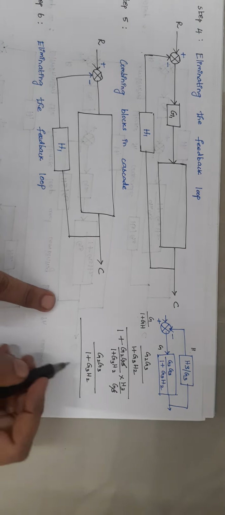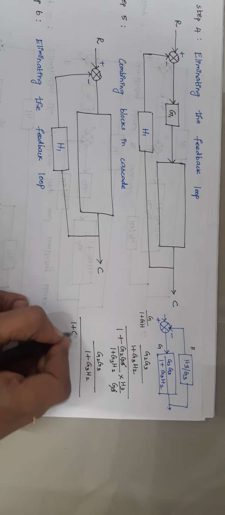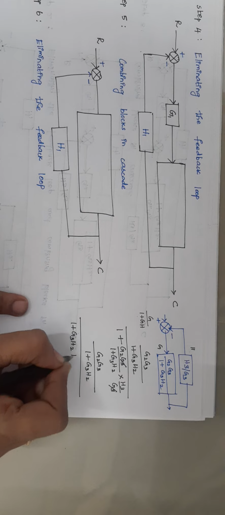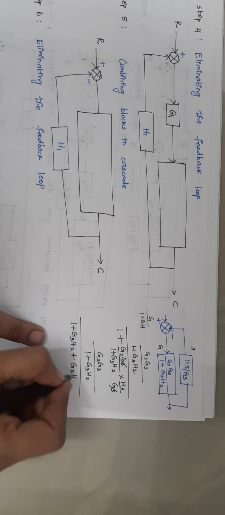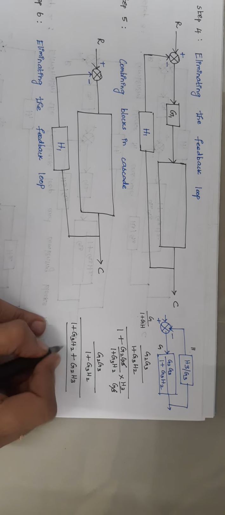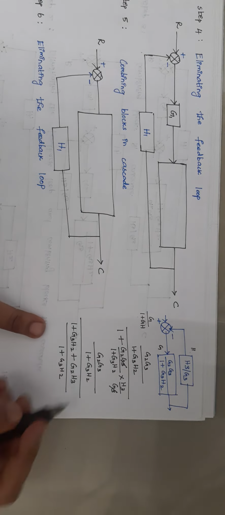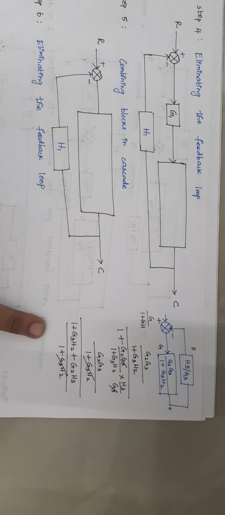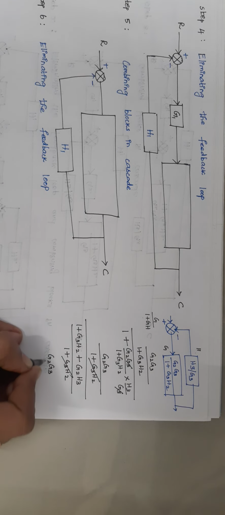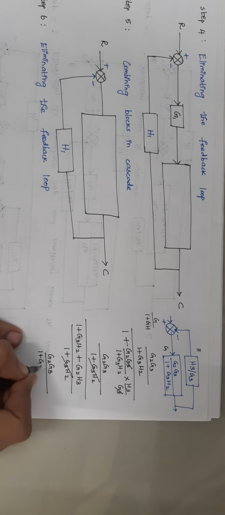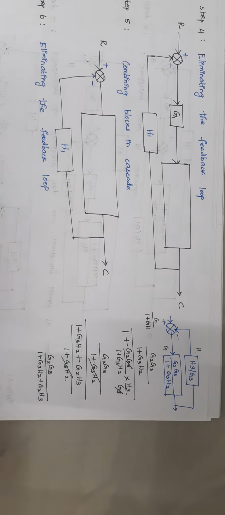The whole term divided by, just take LCM. So when you take LCM here, you will be having 1 plus G3 H2 plus here G2 and H3 will be multiplied. So G2 H3 divided by 1 plus G3 H2, right? Here these two denominator terms will get cancelled and here the final output will be G2 G3 divided by 1 plus G3 H2 plus G2 H3, right?